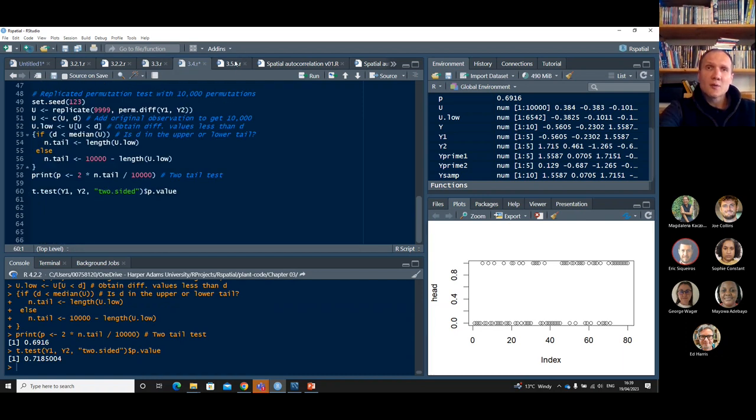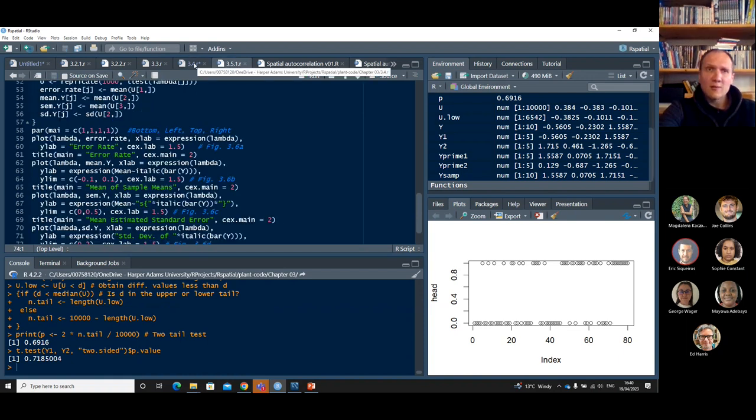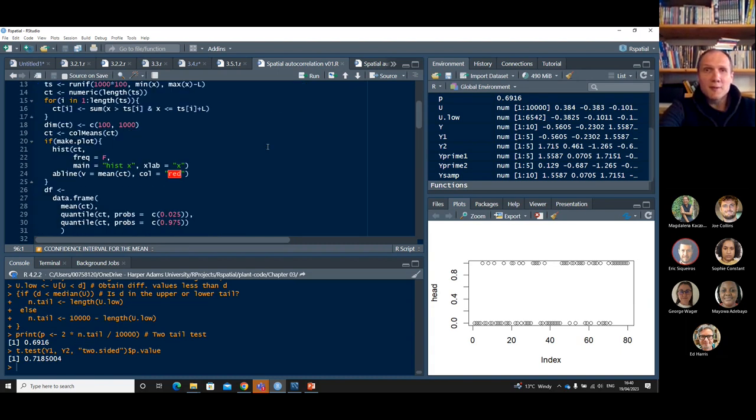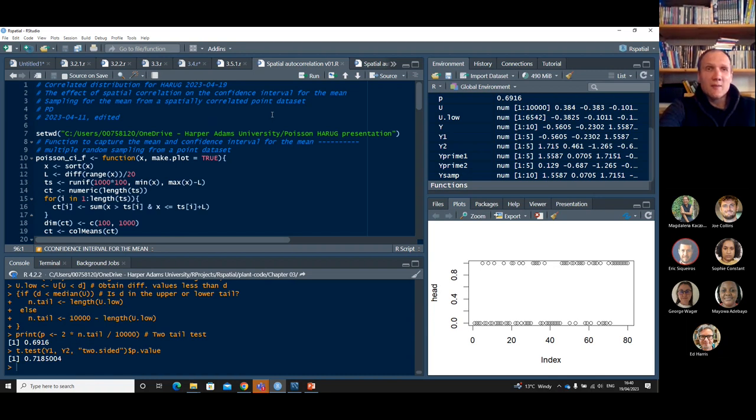I think I will start from my own script now, rather than going to 3.5, 3.5.1. As I said, we are interested in these matters because the presence of spatial correlation affects the results of statistical tests.